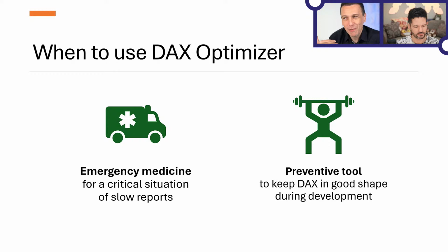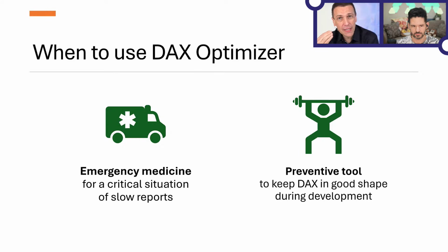We were surprised to find something where I said, I would have spent hours to find that this measure was so important. Because the problem is that sometimes you don't realize that a measure that is down the evaluation path is actually creating an issue for many other measures. This is something that is hard to detect without an automated tool.